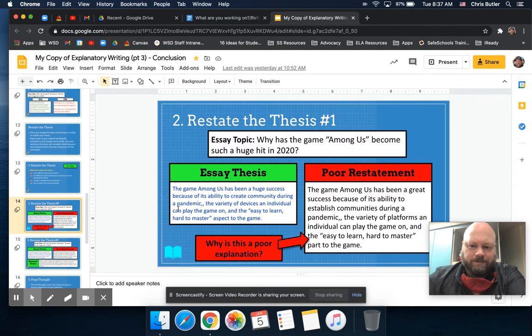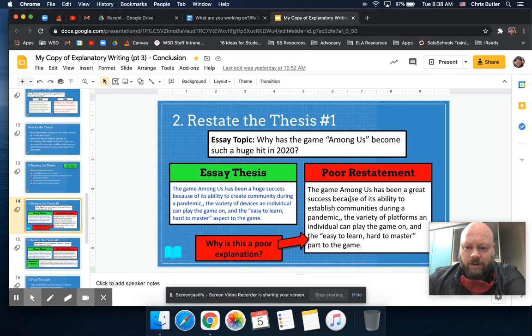Some examples. A poor restatement. This is the original one. The game Among Us has been a huge success because of its ability to create community during a pandemic, the variety of devices an individual can play the game on, and the easy to learn, hard to master aspect of the game.